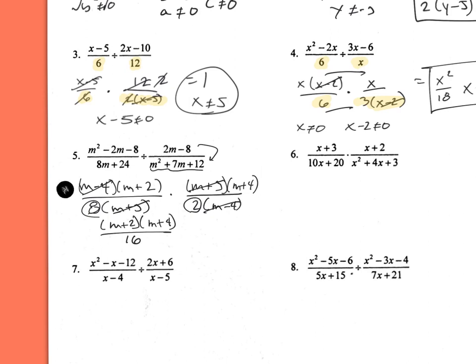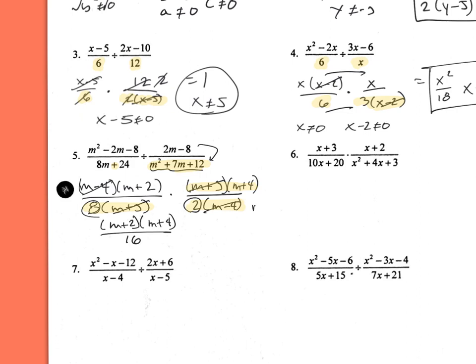Then we look at the denominators. These are the same, so we don't have to look at that one. We have to look at this and this. We've got to pay attention to this a little bit better. So now we have all these things that we have to set not equal to 0.